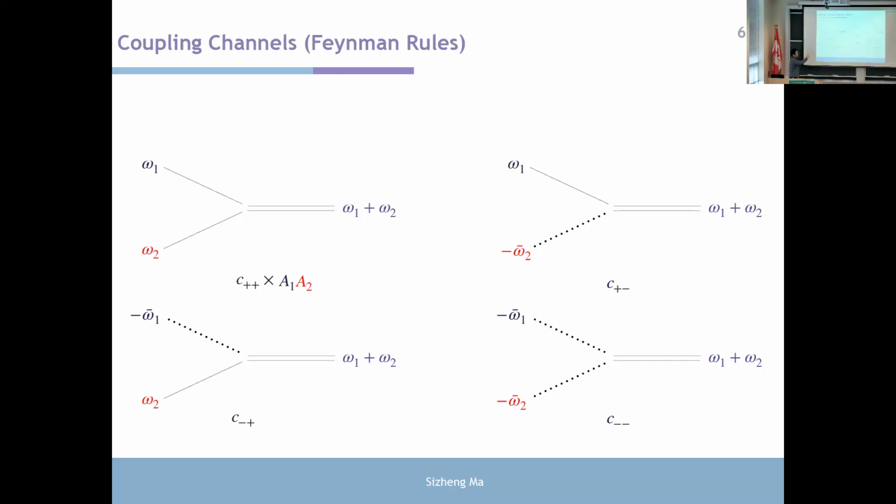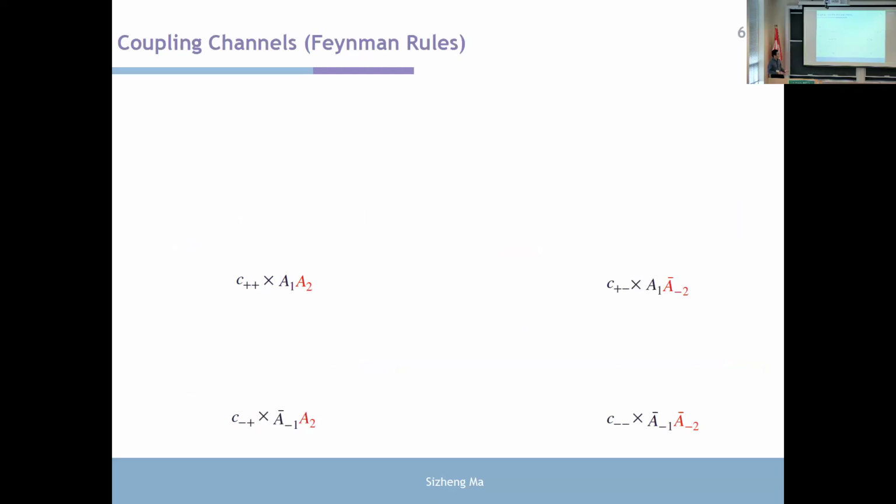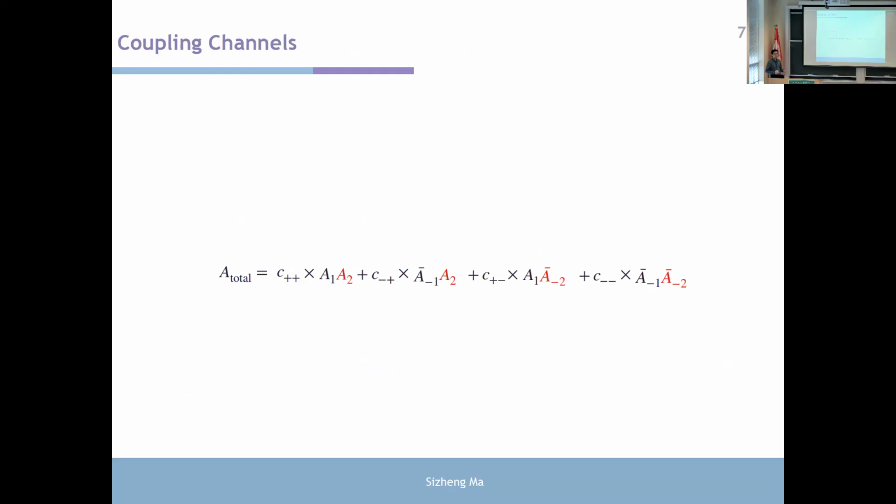For the remaining 3 channels, we have parent modes which belong to the mirrored branch. So we need to first take the complex conjugate. For example, in this case, this minus omega 2 amplitude is given by A minus 2. We need to first take a bar for that. And whenever we do this, we use a minus sign in the subscript to track this operation. So in the end, we have plus, minus, plus, and minus, 4 channels. Putting all those 4 channels together, the total quadratic amplitude is given by the sum of all of them.